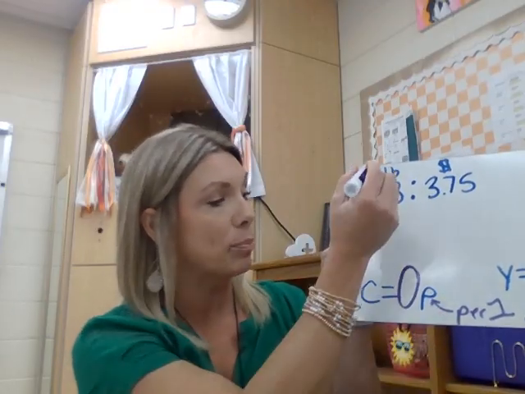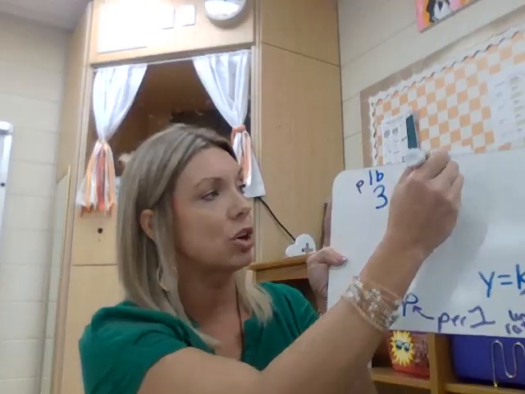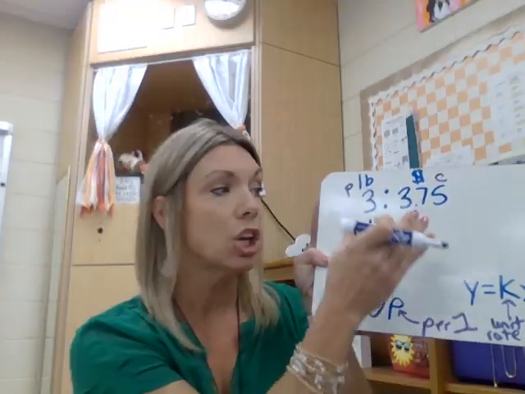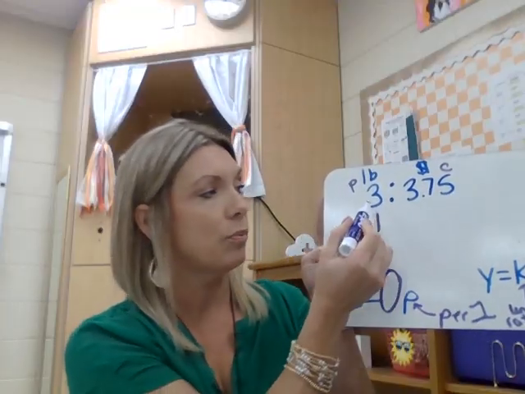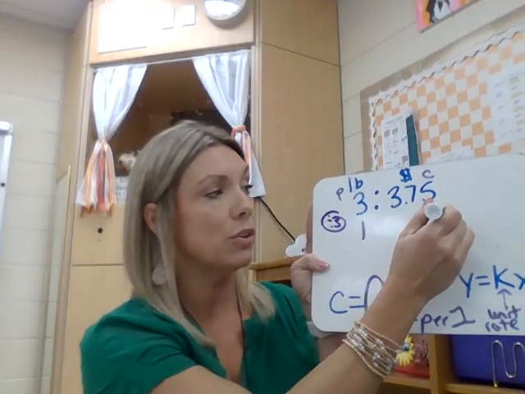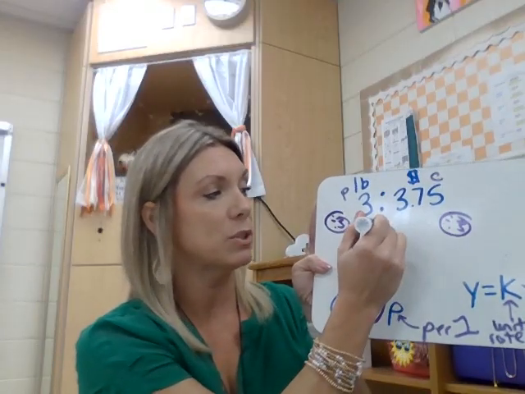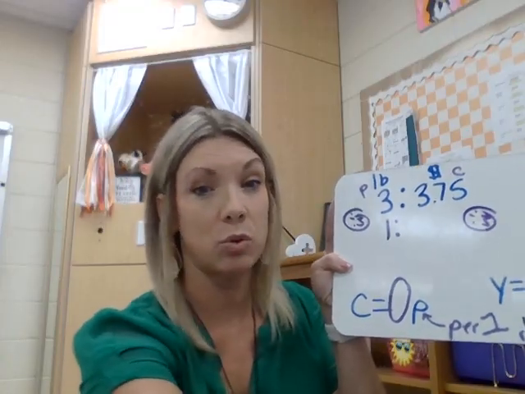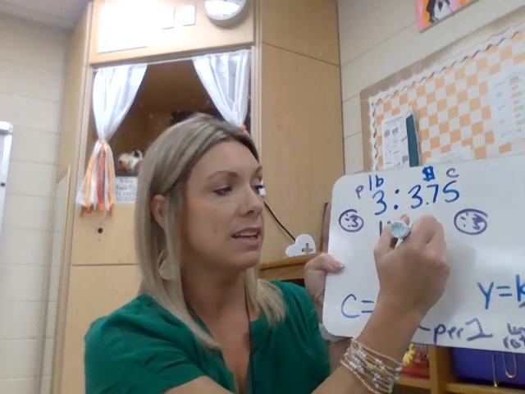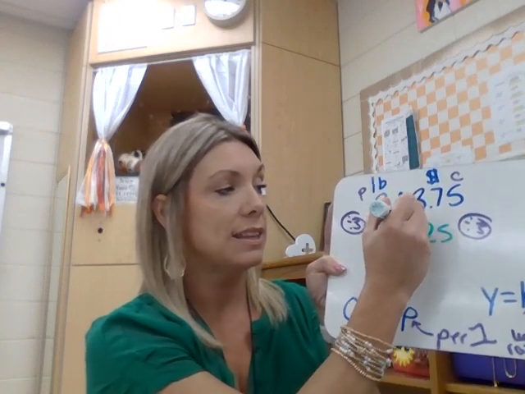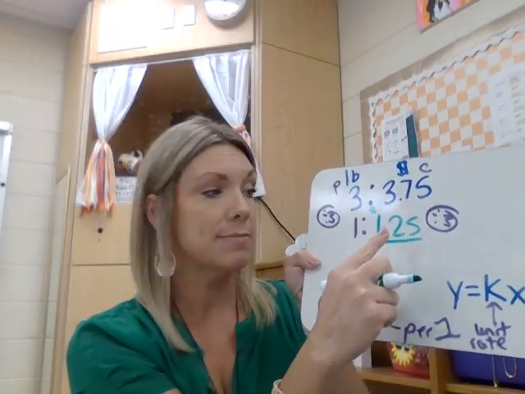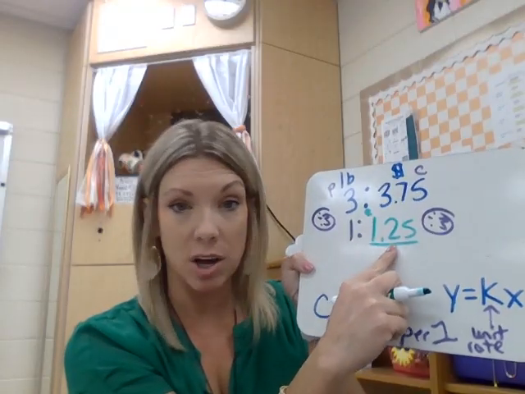So we need to get our P for pounds, C for cost, down to 1. This is called getting your unit rate. And every single time you do ratios, you need to get it down to 1 somehow. So how do we get from 3 to 1? We divide by 3. If you divide by 3 here, what do you do here? You also divide by 3, because whatever you do to one side of a ratio, you always do to the other. So if we divide 3.75 by 3, then it is 1.25. This right here, the number beside the 1, is my unit rate. It's my scale factor. It's my constant of proportionality.